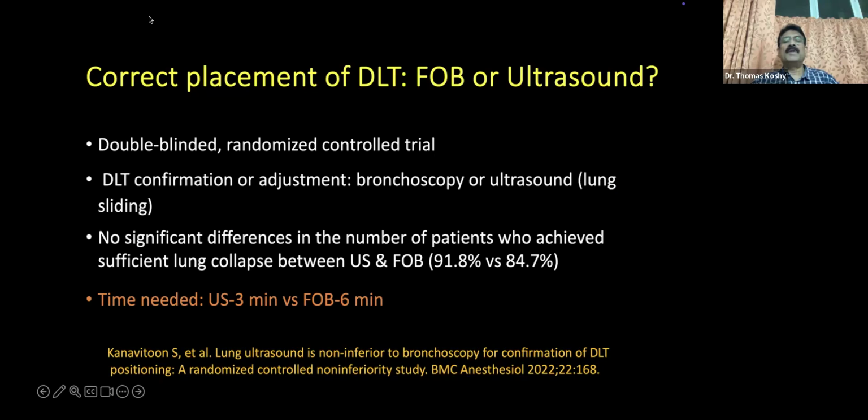Now, another update on one lung anesthesia is whether we can use ultrasound to assess the position of lung isolation. This is a double-blinded randomized control trial. For DLT confirmation or adjustment, they compared bronchoscopy with ultrasound. When you use ultrasound, you can look for the lung sliding sign. What they observed was there is no significant difference in the number of patients who achieved sufficient lung collapse between the ultrasound group and the FOB group, but the time needed was significantly less in the ultrasound group. So this is a good technique to learn.